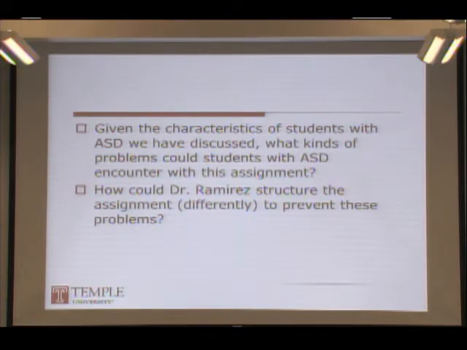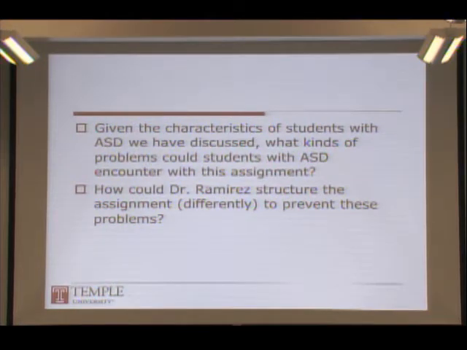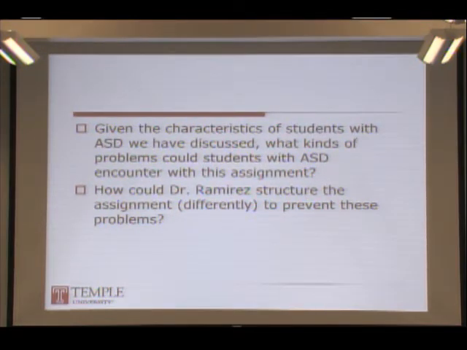So given the characteristics of students with ASD that we've discussed, what kinds of problems could students with ASD encounter with this assignment? And how could Dr. Ramirez structure the assignment, maybe differently? I'm not suggesting fundamental changes to the assignment, but what could Dr. Ramirez do to prevent these potential problems from occurring? So what kinds of problems could students with ASD encounter with the assignment, and how could Dr. Ramirez structure it to prevent these problems?